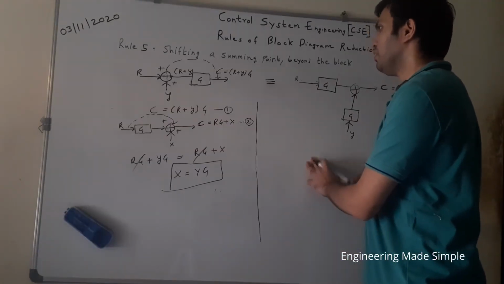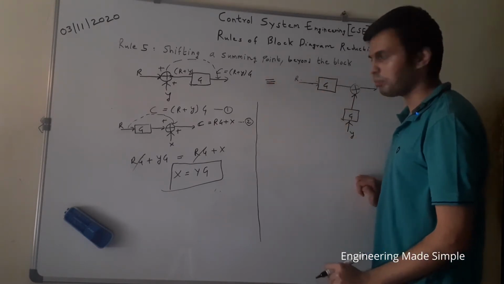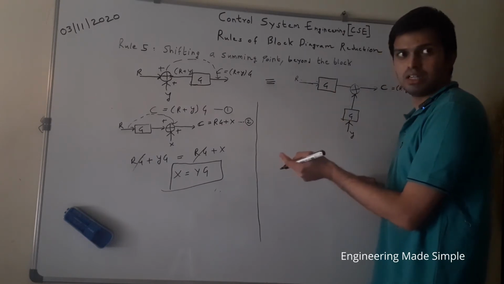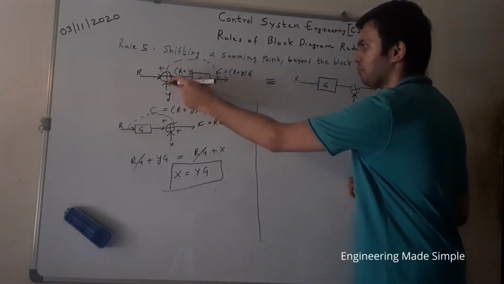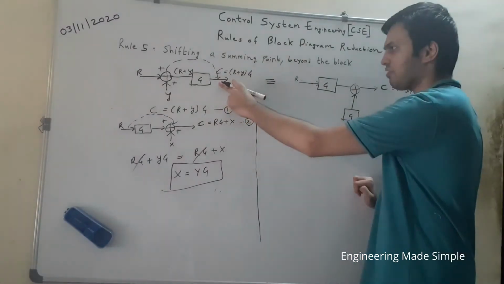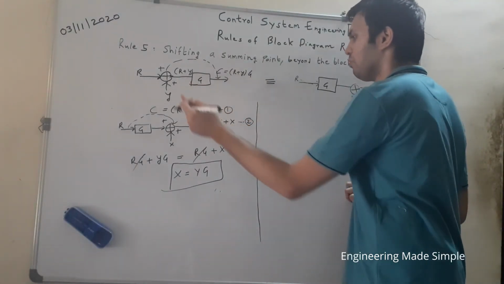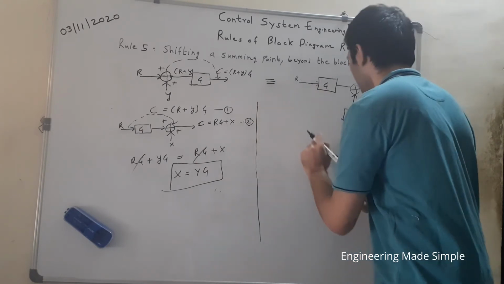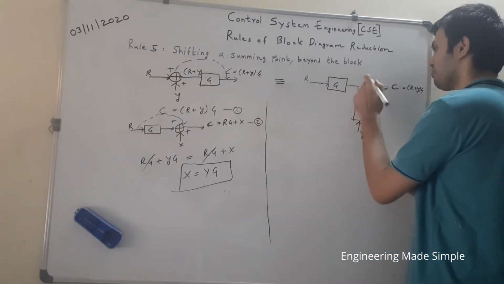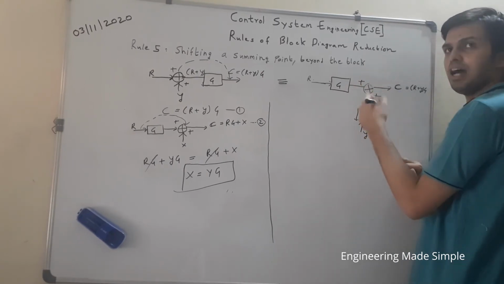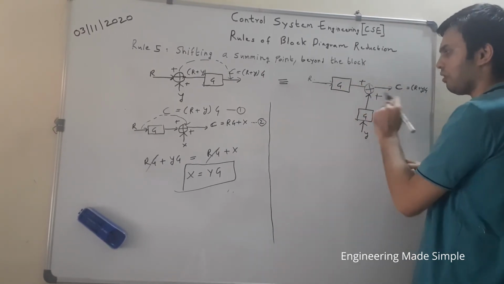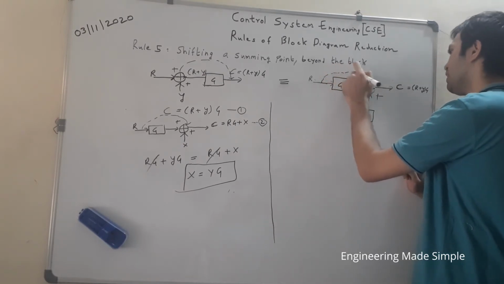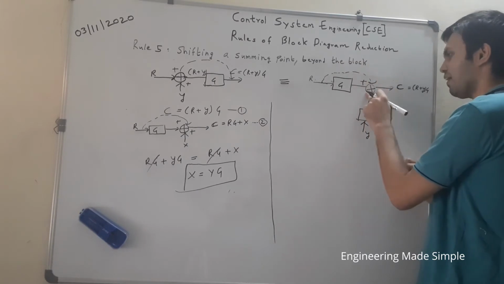Now the fifth rule, shifting a summing point beyond the block. We have studied shifting the summing point behind the block. Now what will happen if I shift the summing point beyond the block, or after the block? Have a close look over here. The equivalent reduced block diagram for it would be a gain block, then the summing junction which we have taken beyond the block, meaning after the block. I have taken this summing junction which was present over here, and for the sake of simplification, I have taken it ahead.